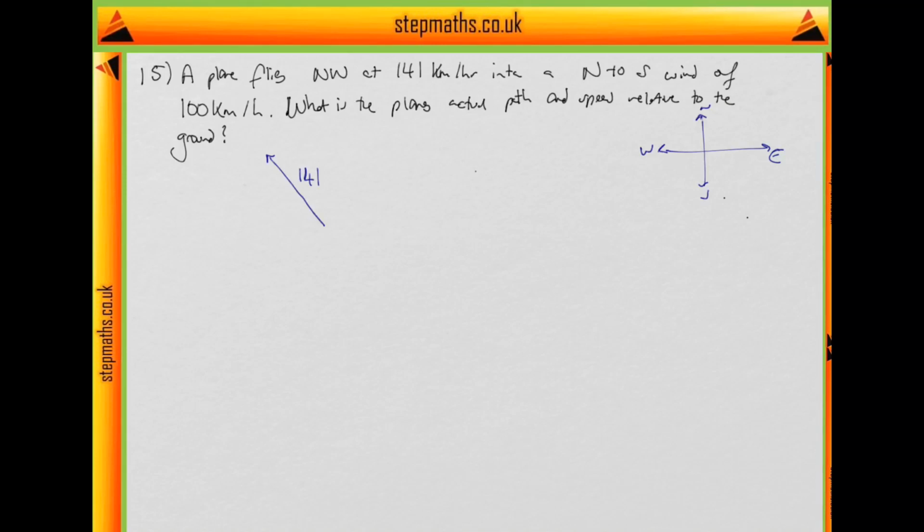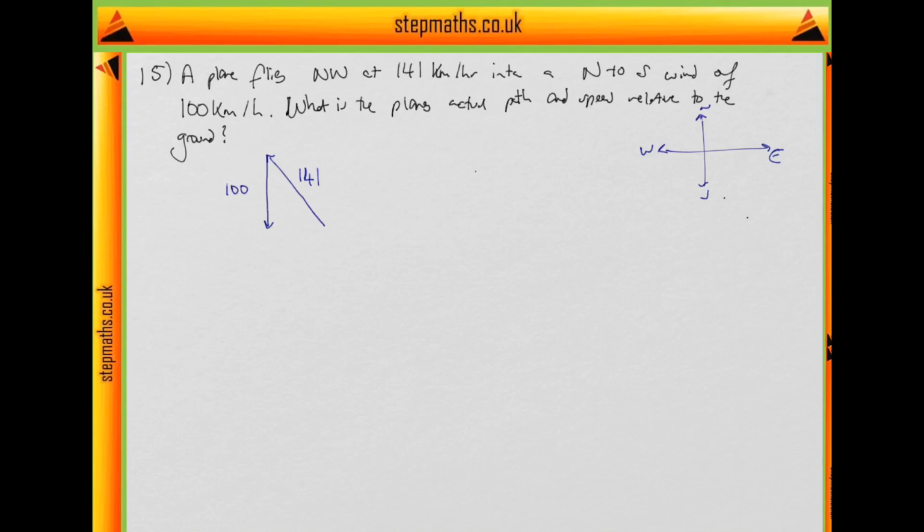So that's the speed of the plane in the northwest direction. Then we have some other vector going exactly from north to south of magnitude 100 kilometers an hour. That's the speed of the wind. And we want to find the net result of these two vectors to give you the actual path and speed that the plane will travel at.